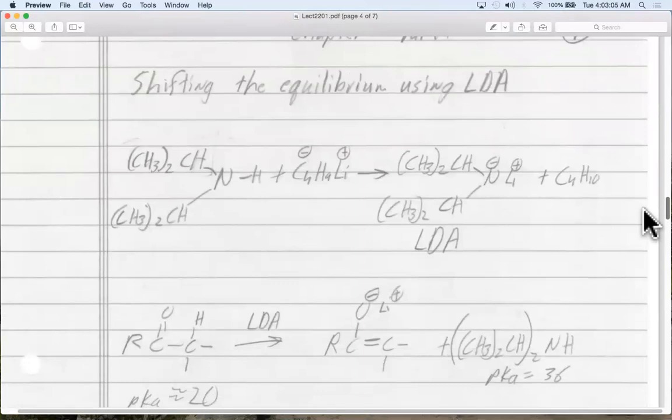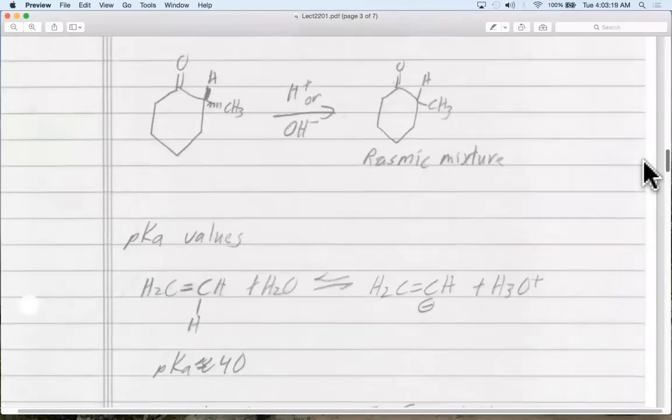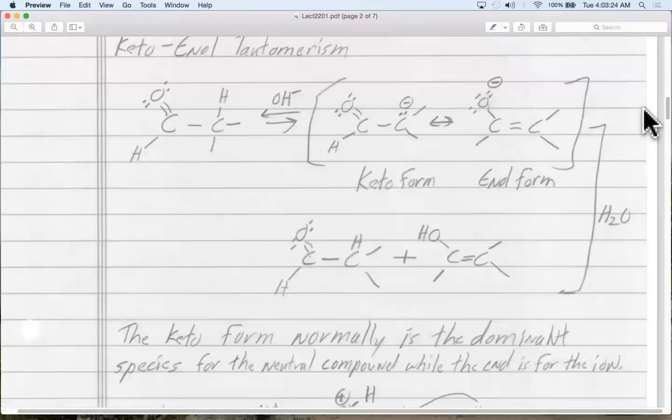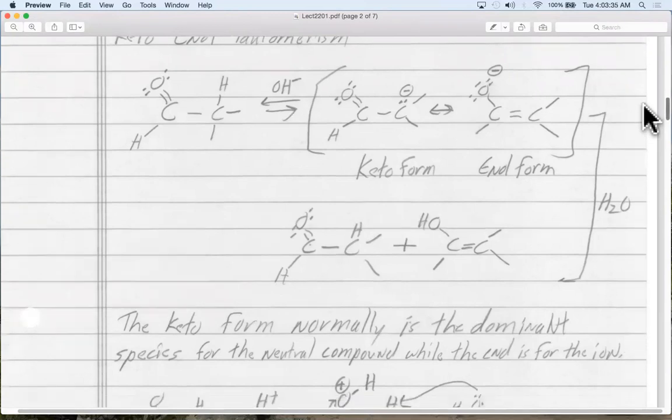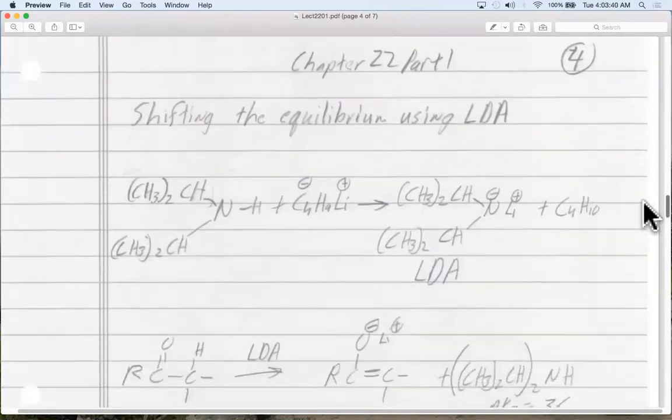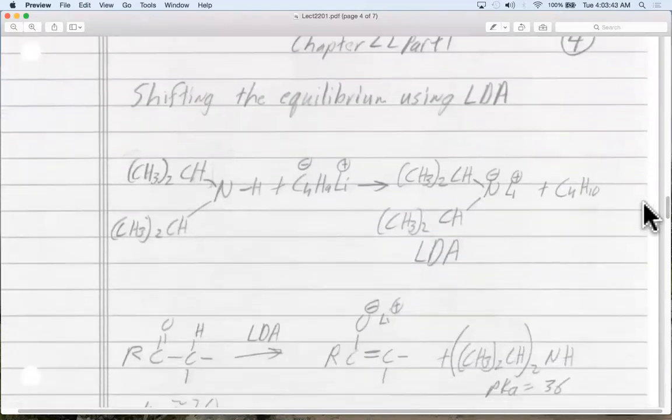Now, this section always confuses students, and there's no reason to be confused here. We're going to talk about a compound called LDA. Before we talk about it, I want to go back to the reactions that I looked at earlier. In these reactions, whenever we added a base, this was a very good equilibrium. And the equilibrium could lie to the right or to the left. Using LDA, we shift that equilibrium. So let's go back now to page 4 and look at what LDA does.